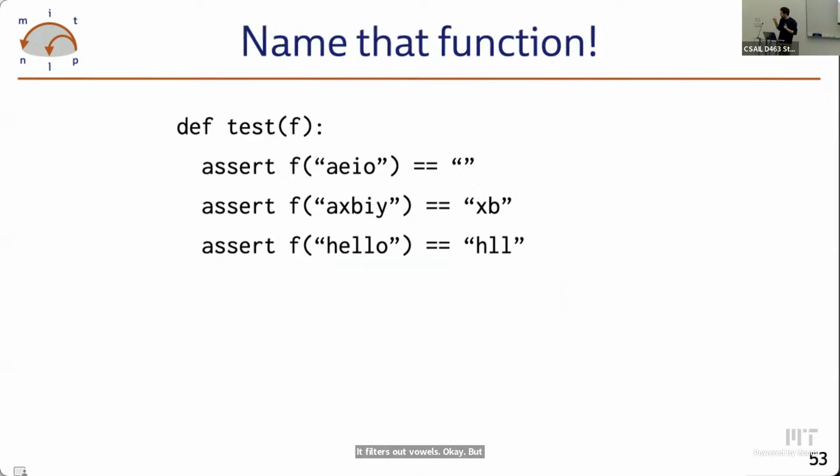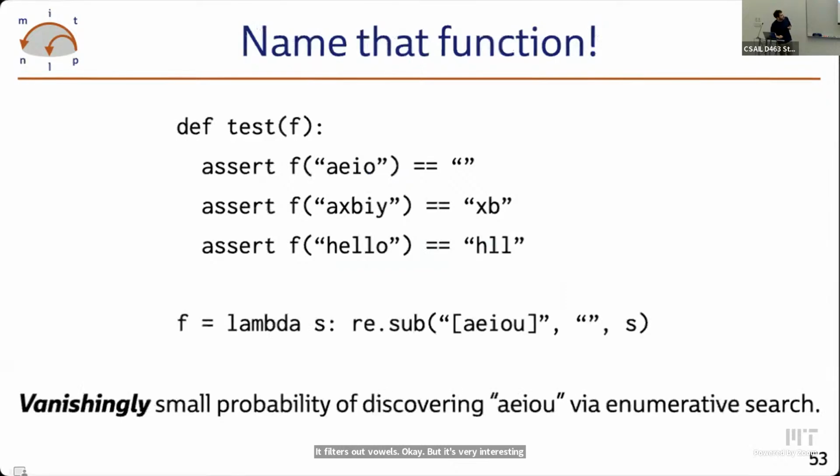But it's very interesting that everybody says that this filters out vowels, because the letter U doesn't appear in any of these functions at all. And if you just wanted a program that passed all of these tests, you could do just as well with something that filters out A, E, I, and O. And I guess Y is supposed to be on that list and is not there.